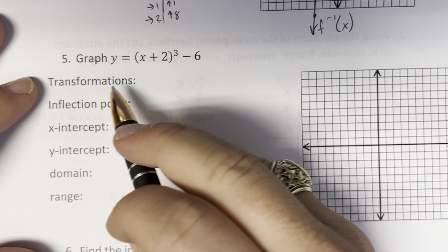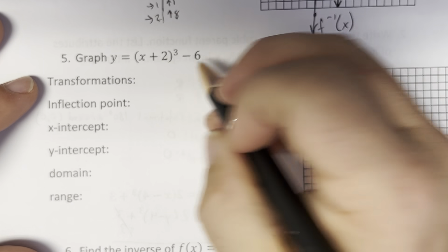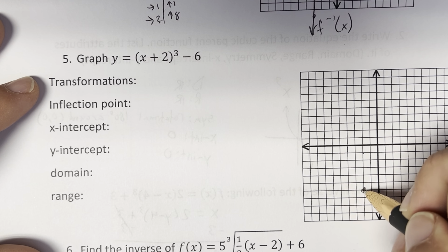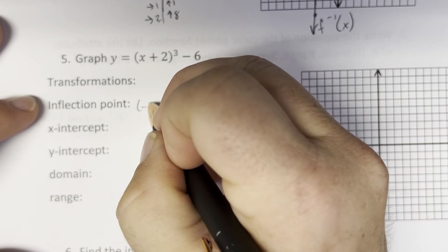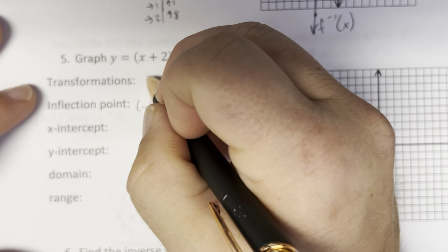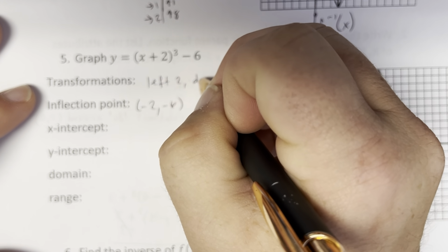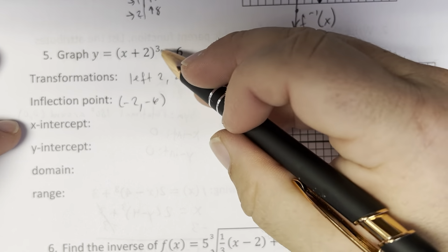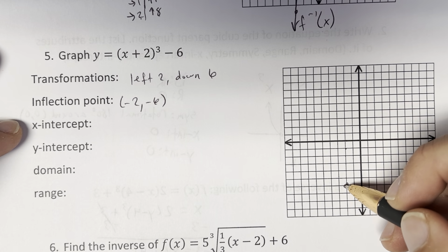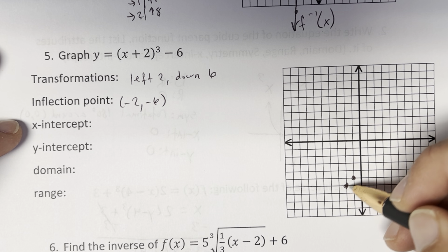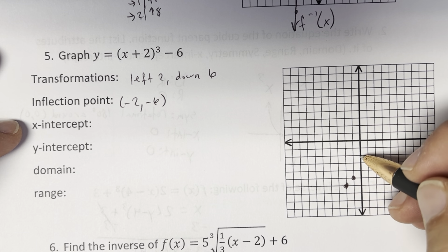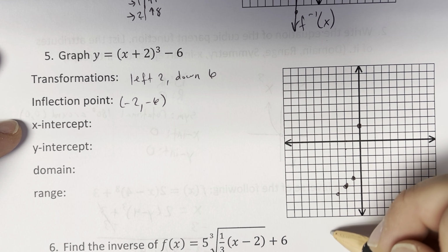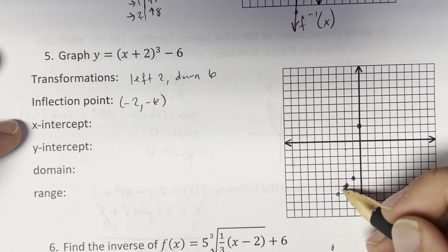Number 5, we're going to graph this equation. And so we're going to go left 2 and down 6. That's my inflection point. And so (-2, -6). This one went left 2 and down 6. And then this one is cubic. There's no stretch or compress, so we're going to do our regular. We're going to go right 1 and up 1, and right 2 and up 8. 1, 2, 3, 4, 5, 6, 7, 8. We'll go left 1 and down 1, left 2 and down 8, somewhere down in this area.